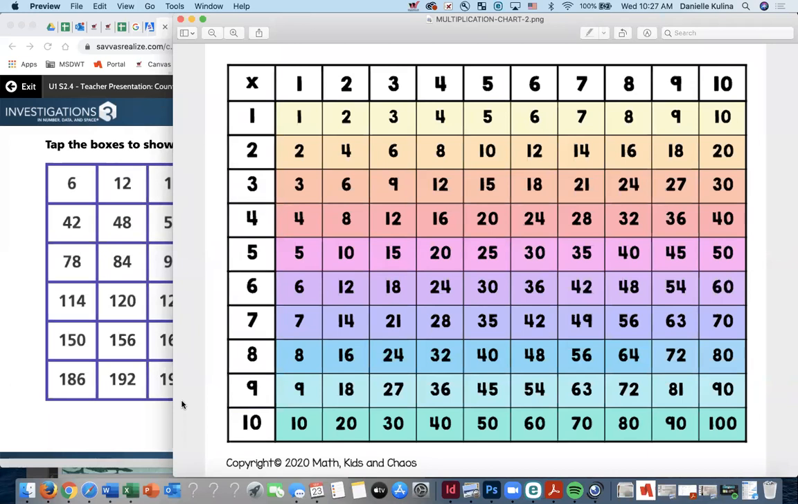6 times 3 equals, so you're going to type out 6x3 equals, and then I want you to figure out what it equals. Six times 3 does not equal 15. So try again. Use your fingers to line up your 3 and your 6 and drag your fingers to the spot. 6 times 3 equals what?